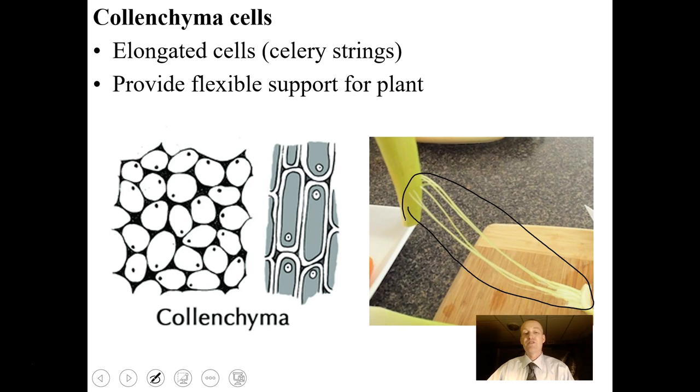They provide flexible support for the plant. If you've ever flexed a piece of celery before, it doesn't crack necessarily. It does crack at some point, but it has some flexibility to it because of the collenchyma strands that are in there. Here is what collenchyma cells look like, in case you wanted to see. This would be more from a top view, and this would be more from a side view. So they're kind of elongated, unless you're looking at them from the top.